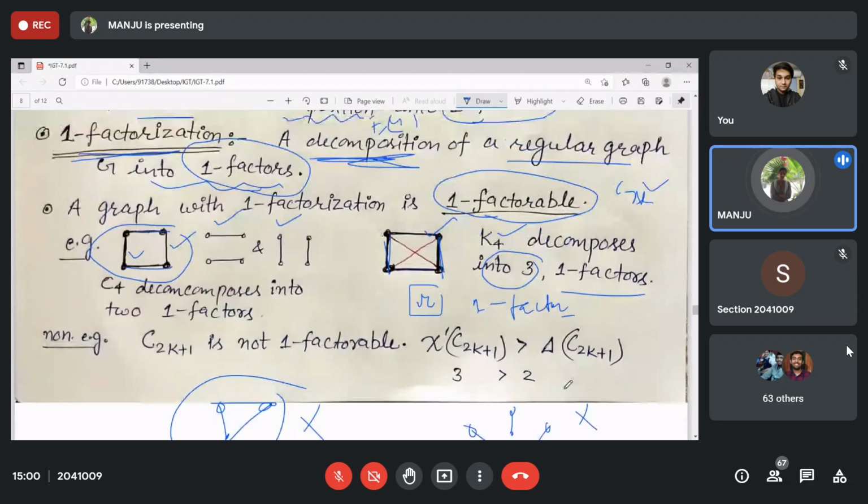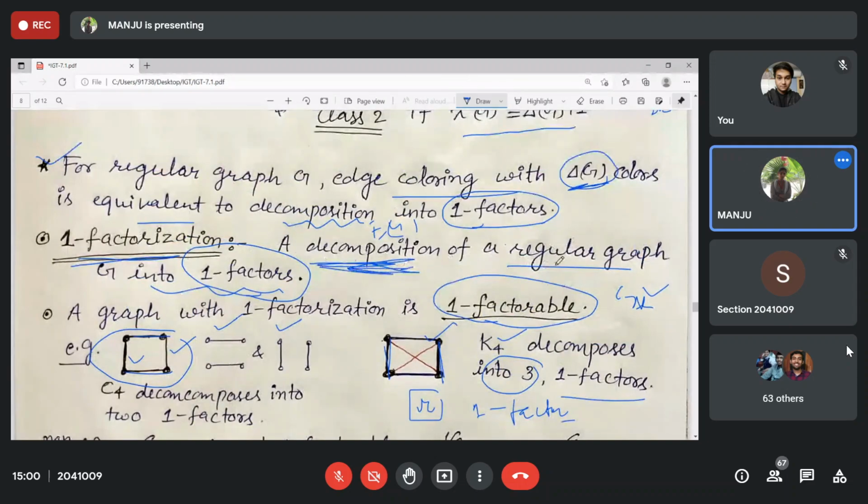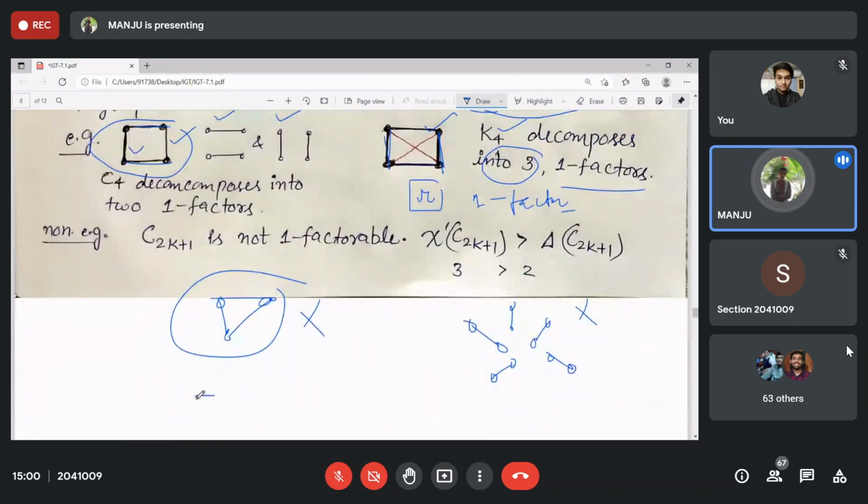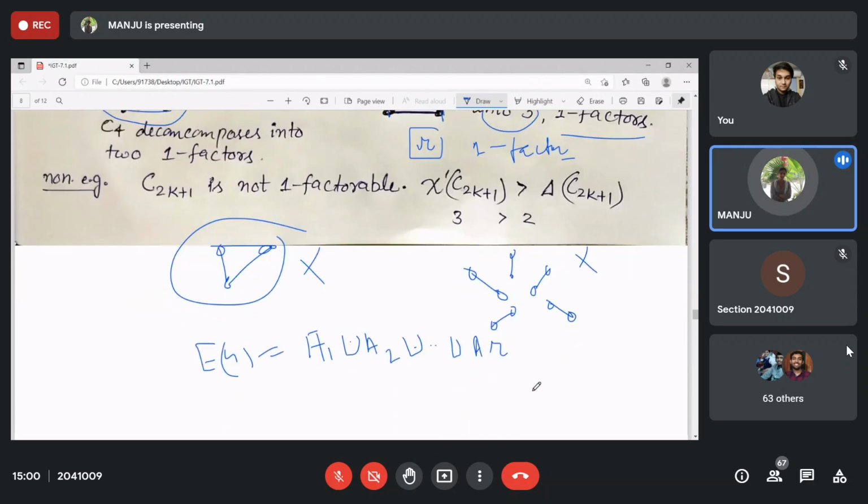And what does one factorization mean? Decomposition of a regular graph into one factors. That is, you are able to write E(G) as the union of one factors. One factor, okay, A1. This is also one factor. This is also one factor. If it is R regular, then how many one factors exist? R number of one factors exist, right? Clear? So for G of order 2k plus 1, this cannot be factored.